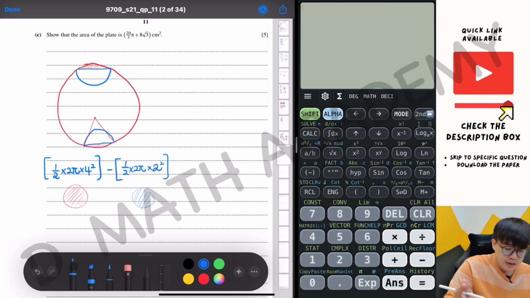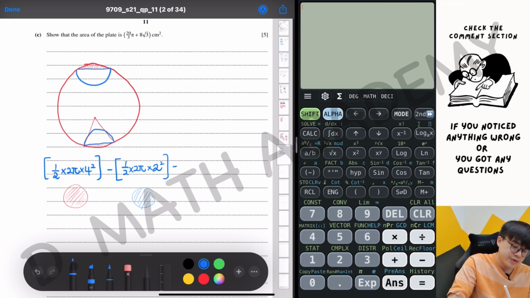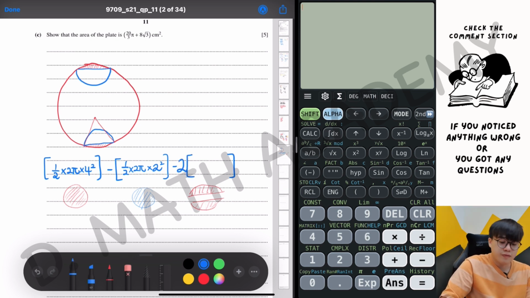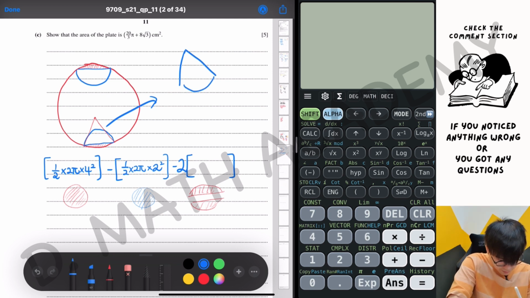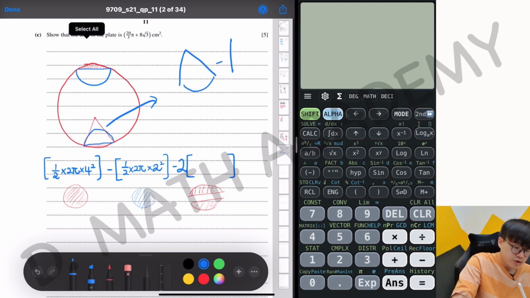And then will be the 2 parts, which students might forget about. The 2 sectors here. So I'll put a 2 at the front, so that I only have to include one of them for the calculation. So the details is over here. To get to the answer, we need to take the sector itself, minus off the triangle.